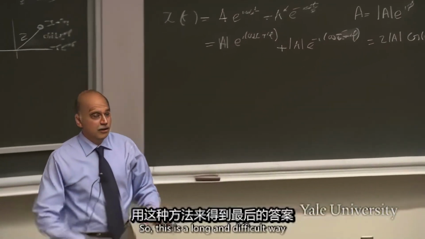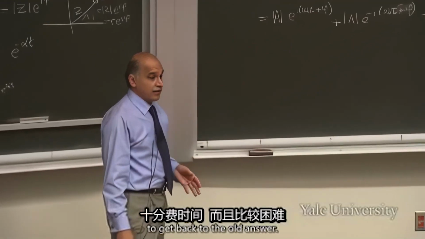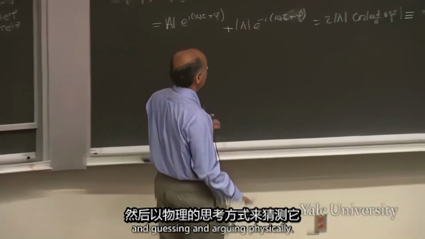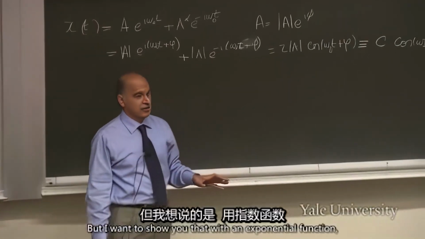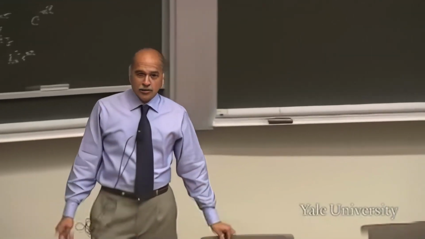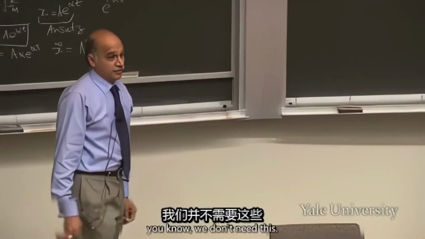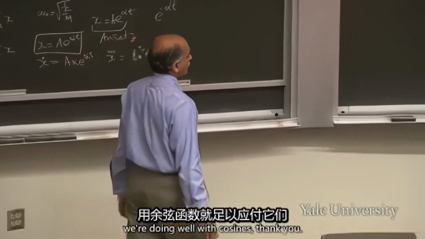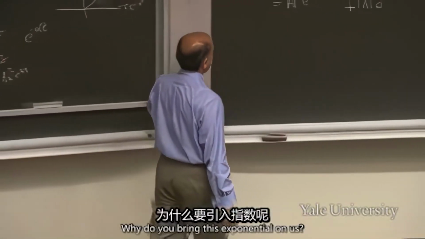So this is a long and difficult way to get back the old answer. You got this by fiddling around and guessing and arguing physically. But I want to show you that with exponential functions, you would have come to this answer anyway. So your point of view is, we don't need this. We've got enough problems in life. We're doing very well with cosines. Thank you. Why do you bring this exponential on us?